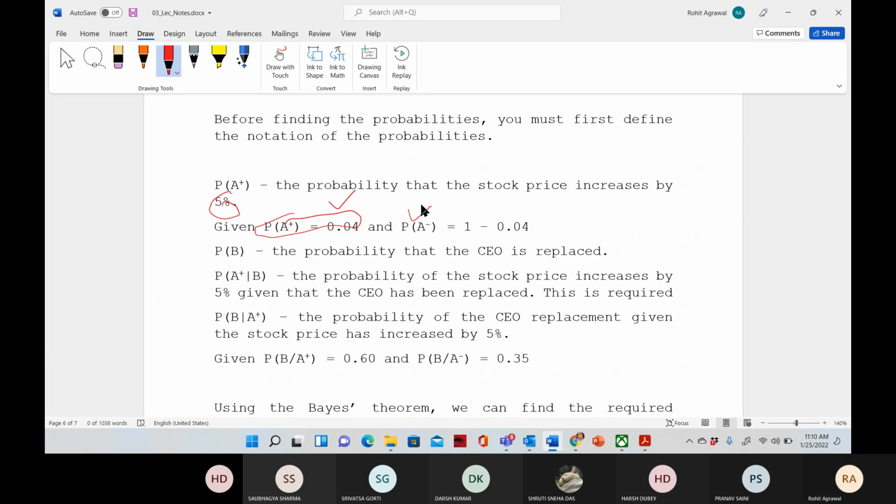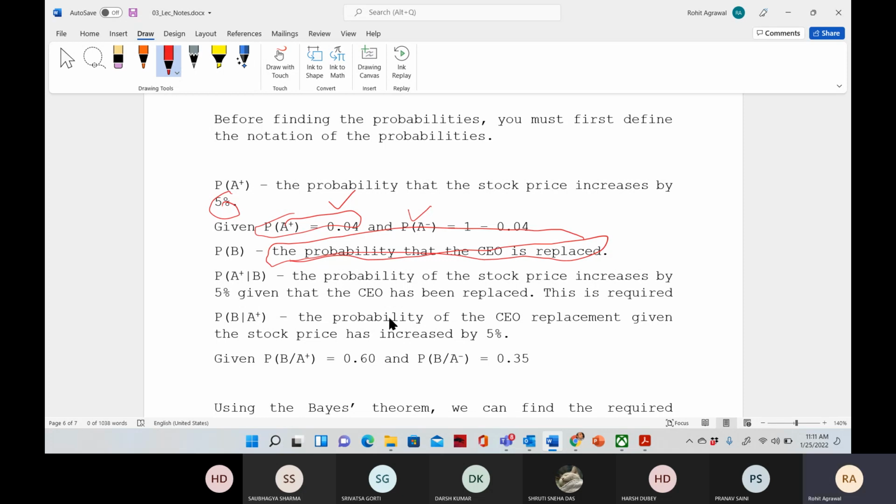सी द क्वेश्चन, इन द क्वेश्चन सेकंड थिंग्स जो इवेंट बी है, द प्रोबेबिलिटी दैट द CEO is replaced, it is also not given to you. It is given or not? This one, ये given नहीं है ना. So if it is not given, और केस भी आप देखिए, either the share price is increased by more than 5% or it did not increase more than 5%. ठीक है, so that means it is a binary. So P of A we have calculated.